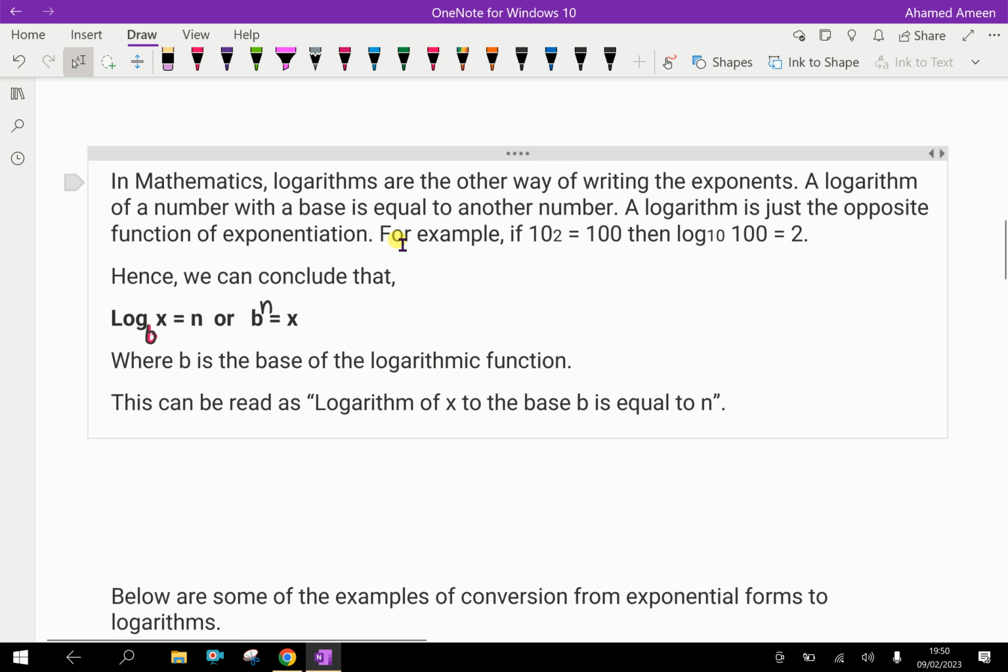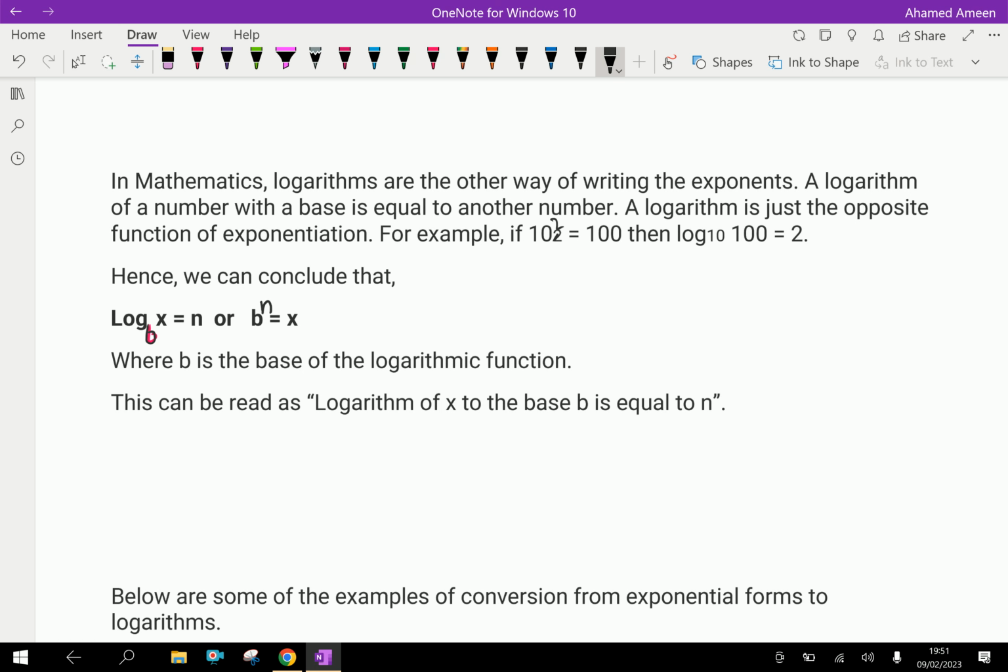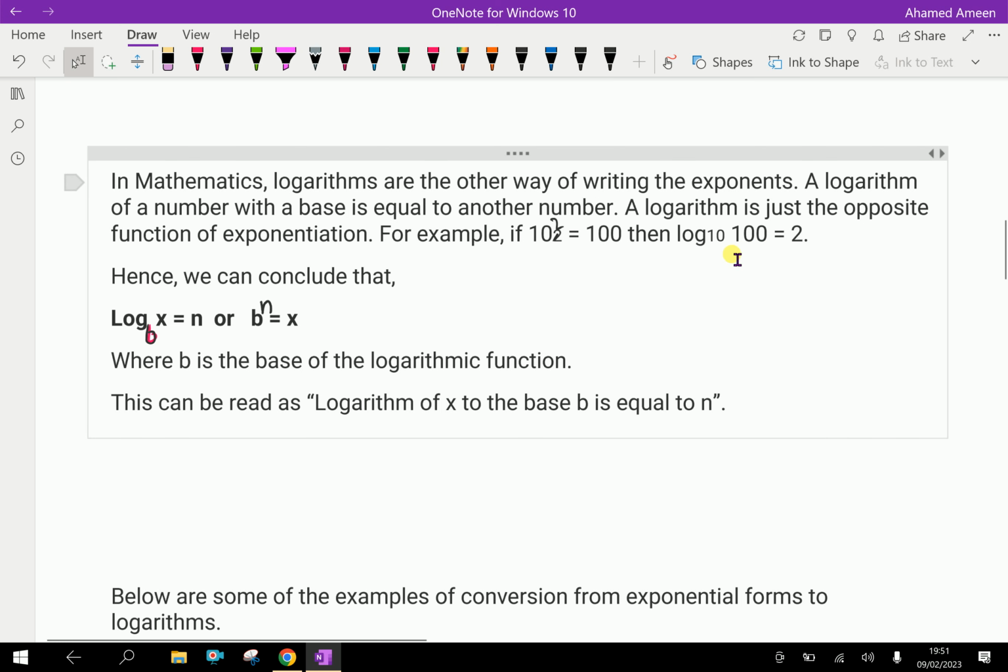In mathematics, logarithms are the other way of writing the exponents. A logarithm of a number with a base is equal to another number. A logarithm is just the opposite function of exponentiation. For example, we know that 10 squared is 100, then log of 100 base 10 equals 2. That means if you reverse it, 10 squared equals 100. Hence we can conclude that if log of x base b equals n, then b power n equals x.